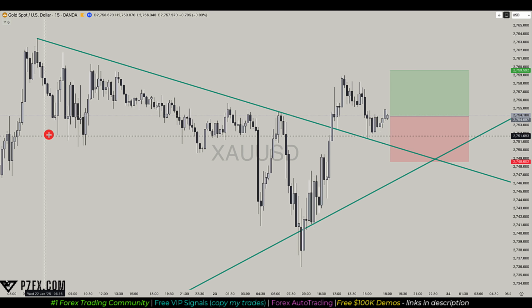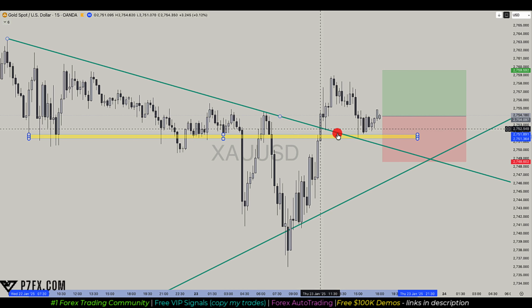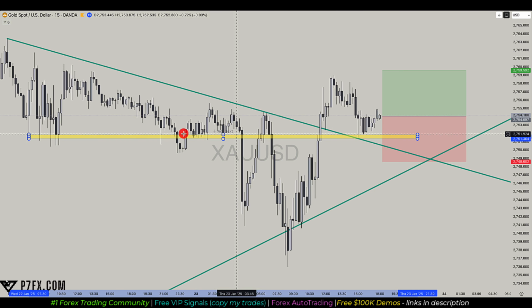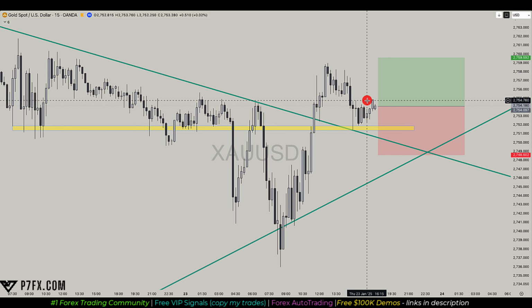Well, if we look to the left, these long wicks from the left, if we stretch them out, look at how they align perfectly with this level of support, this level of support. And then once we had the breakout of the descending trend line, not only did it retest our trend line, but the retest was complemented by this level of support. So as price bounced off of these levels, we entered for our trades between 27.56 and 27.54.